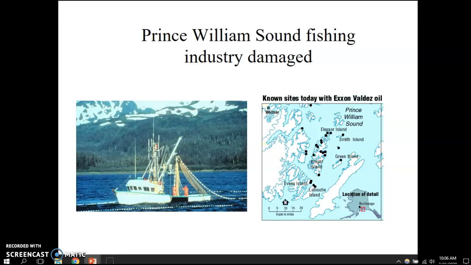One of the hazards, obviously, of transporting oil is the threat of this type of spill that contaminates your environment, and can also decrease your economic situation because this was a major fishing industry that was damaged.